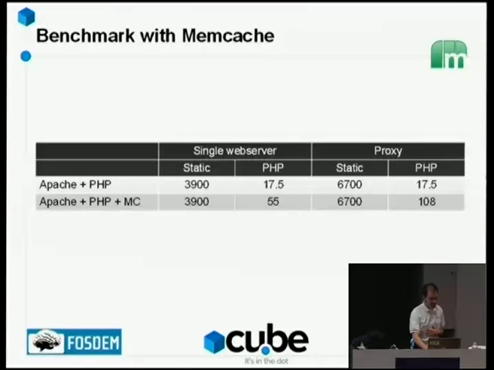Okay, let's have a look at the difference. Of course, we don't see a difference in static because that's just JPEG files or CSS files. But we replaced all the queries by cache now, which means we triple in performance on a single web server. And what we notice now is that since the database is no longer the bottleneck, we do get twice the performance if we go through a proxy.